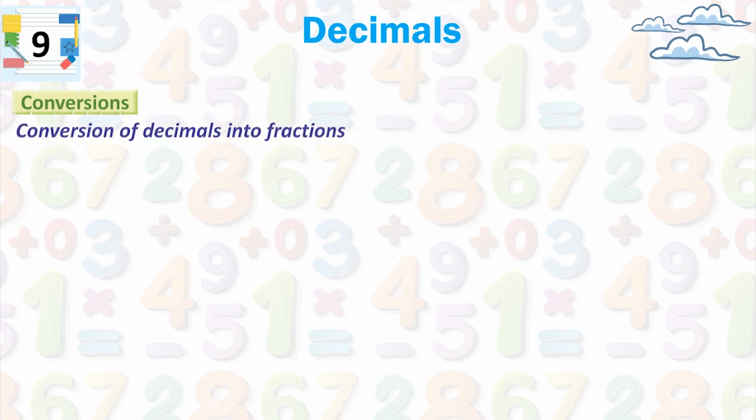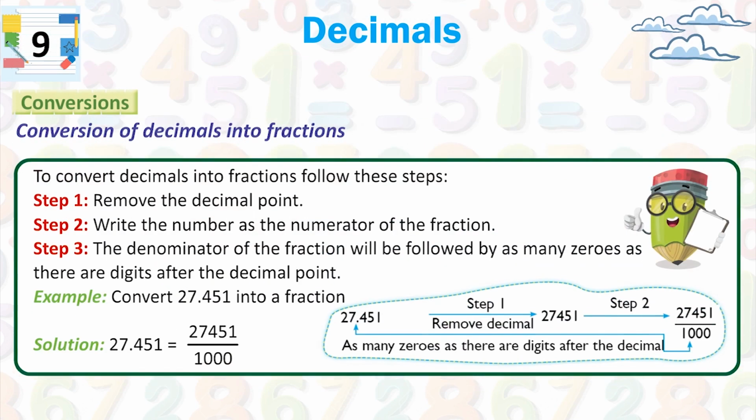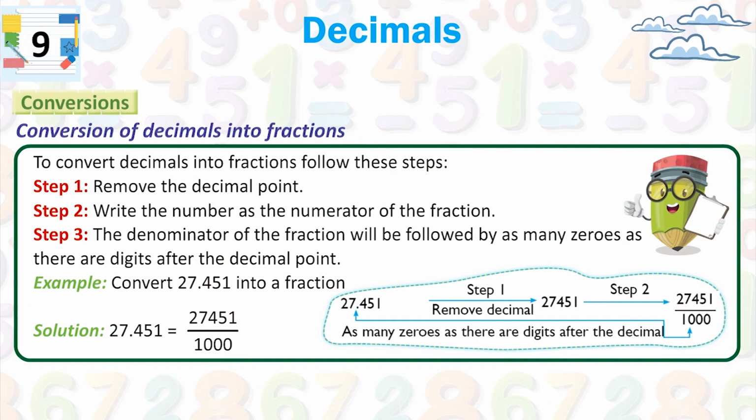Conversions. Conversion of decimals into fractions. To convert decimals into fractions, follow these steps. Step 1. Remove the decimal point. Step 2. Write the number as the numerator of the fraction. Step 3. The denominator of the fraction will be 1 followed by as many zeros as there are digits after the decimal point.